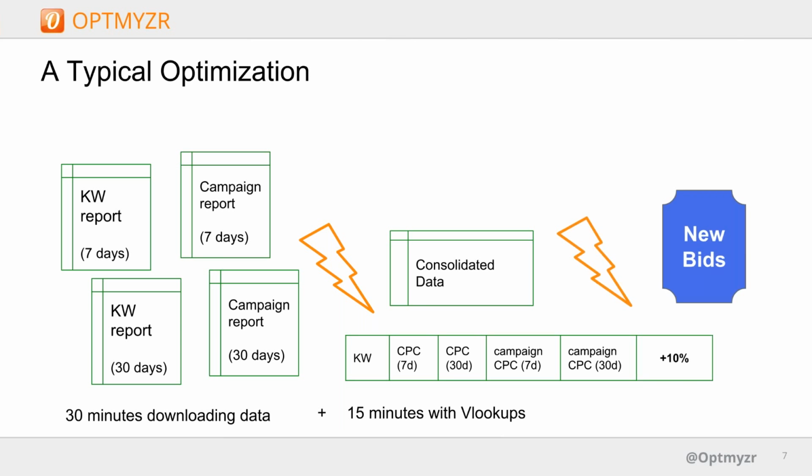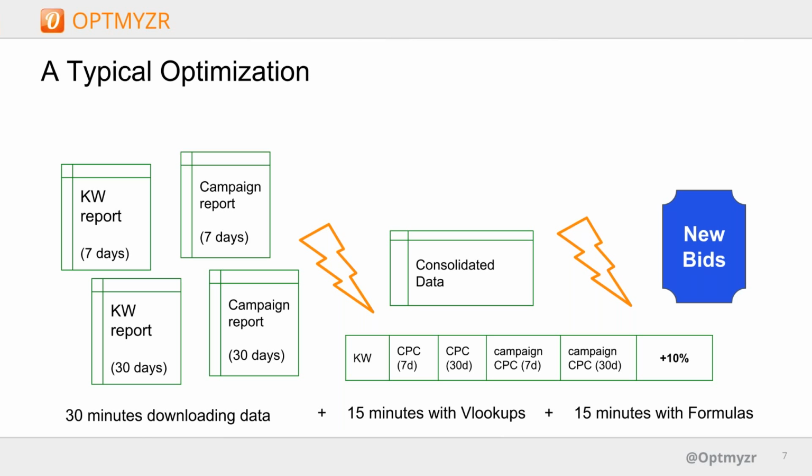And then the final part of the process is now that everything is nicely on one row, you can actually use those data points to calculate what your new bid should be. So maybe you decide based on the data for this one keyword that using formulas, the new bid should come out to a 10% increase. Okay, so that's what a typical optimization looks like.